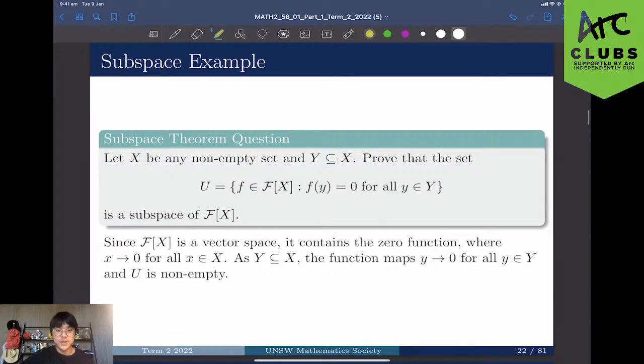So first, we're going to prove that it's non-empty. Since F(X) is a vector space, it contains the 0 function. The 0 function is just the function which maps all of X to 0. And since Y is a subset of X, it's also going to map all the Y to 0. So if we have a group of X that gets mapped to 0, since Y is contained in that X, all the Y are also going to be mapping to 0. So we know that the 0 function exists, so U is non-empty.